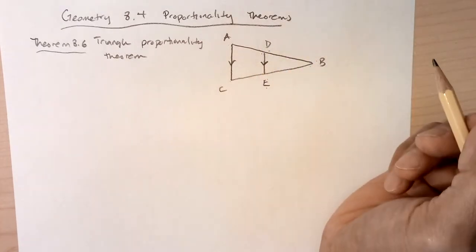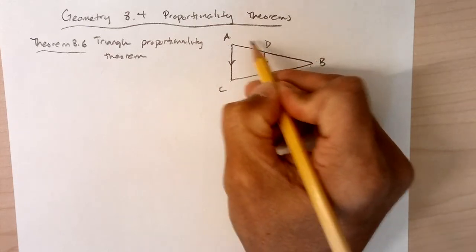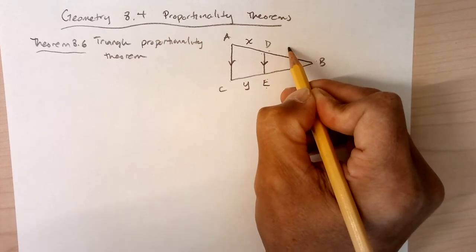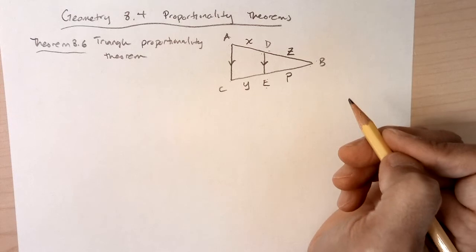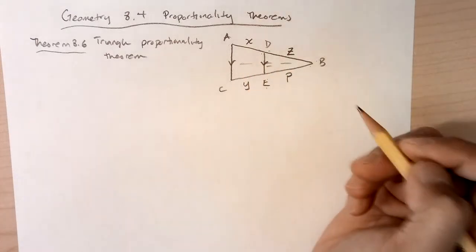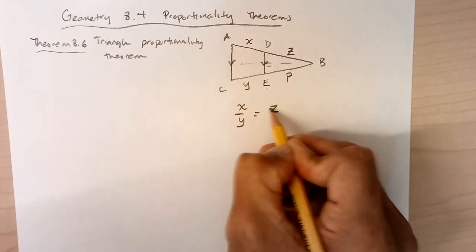I would say the easier way to think about it is just to let each of the side lengths be single variables like X, Y, Z, and maybe P. Then really the proportion is set up there for you. You just make each of these ratios and then set them equal to each other. So X over Y is equal to Z over P.